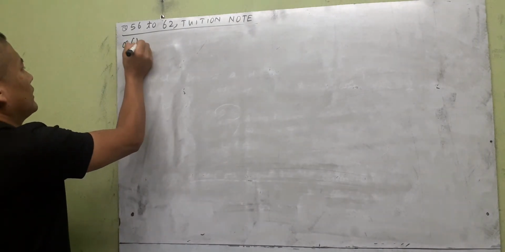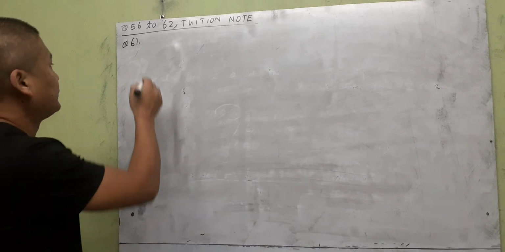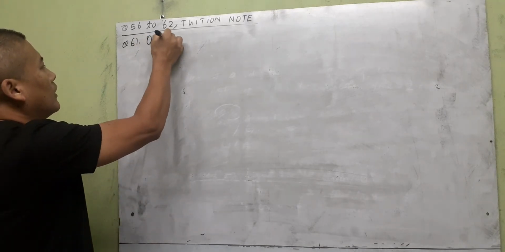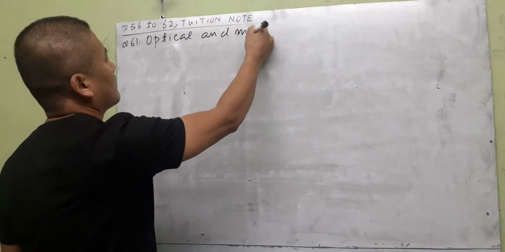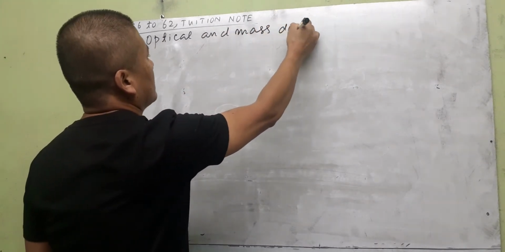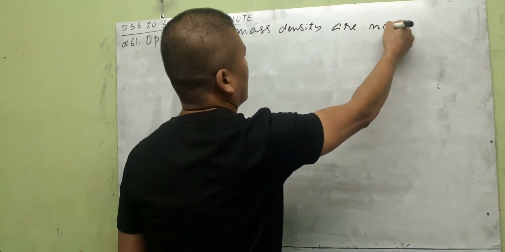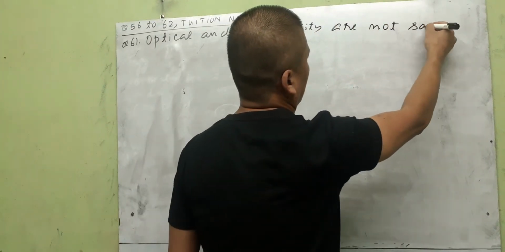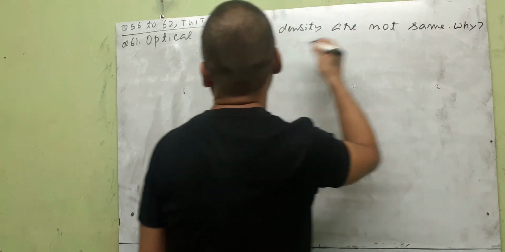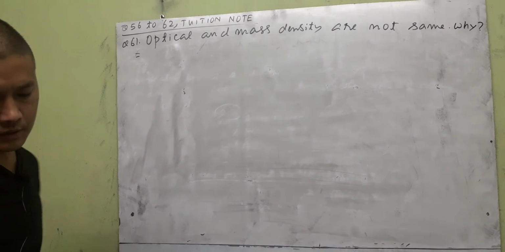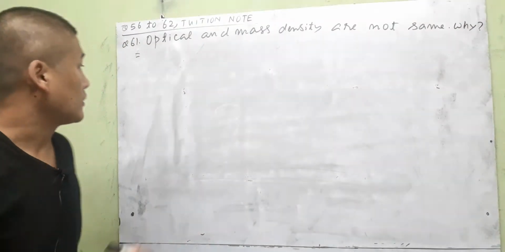So question number 61, it says optical density and mass density are not same. You can write down optical and mass density are not same. Why? How can you explain this? That's what the question means. Okay, let us see. Refractive indices of kerosene and water are. So let us write here.